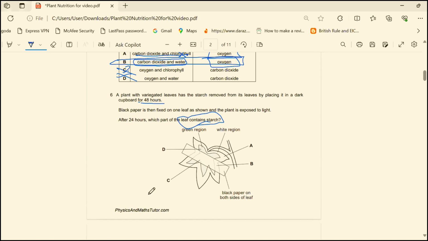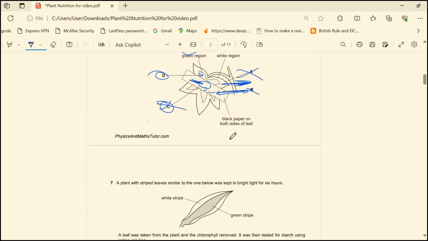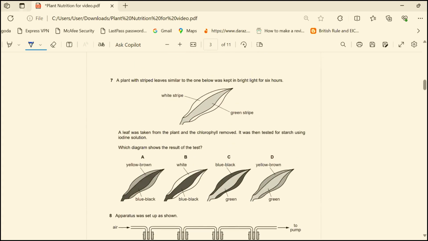Okay, so in this, it is asking the part of the leaf which contains starch. So part A cannot be the option because it doesn't have chlorophyll, hence photosynthesis won't occur. While part B, it doesn't have chlorophyll nor sunlight. Okay, so part A and B cannot be the option. While in part C, chlorophyll is present but no sunlight. Okay, so C will also not be the option. While in part D, chlorophyll and sunlight both are present because it is not covered with the tape. Hence, D is the correct answer. Now let's go on to question number 7.